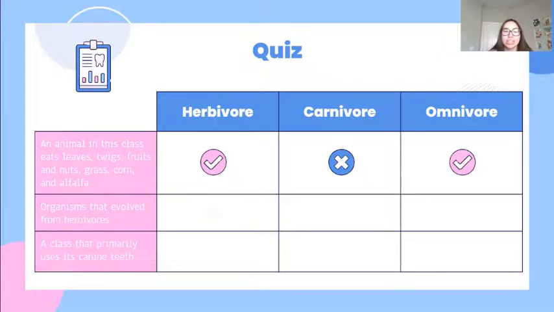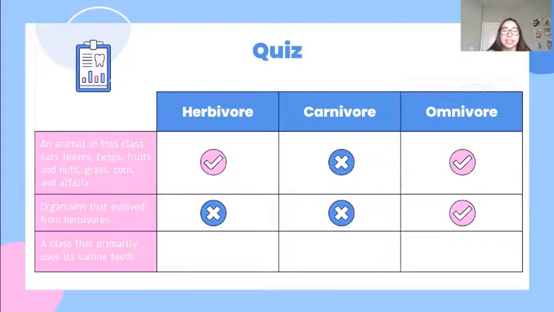Now, our next question is, it is an organism that evolved from herbivores. So let's think about which class, either herbivores, carnivores, or omnivores, evolved from herbivores. Of course, that's not going to be our herbivores. It will not be our carnivores. And it will indeed be our omnivores. As I recently explained, pigs are seen to have evolved from herbivores, much like deer, which is a herbivore as well.